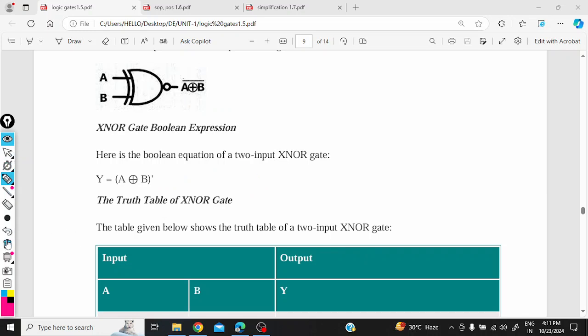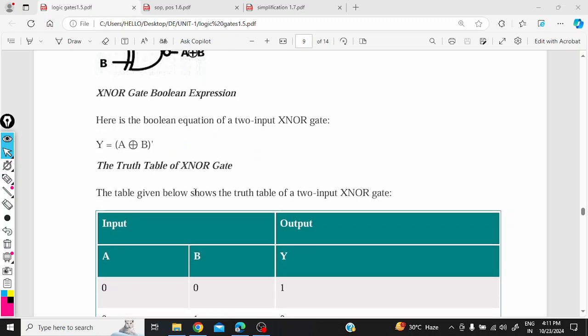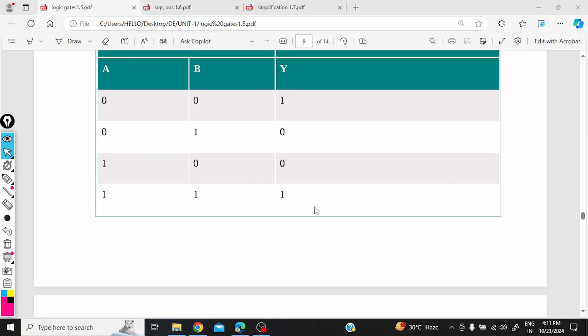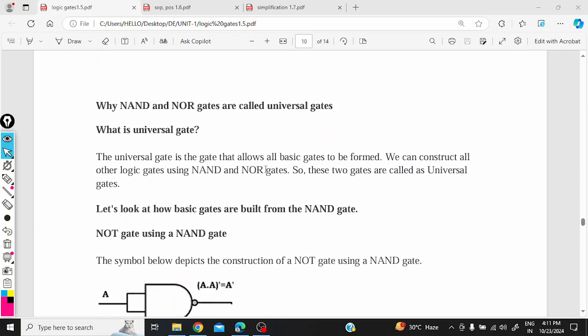Now let us see the functionality table. It is similar to that of our XNOR. Now see here, for same inputs, the output is 1, for differential inputs the output is 0. So this is what the gate does.